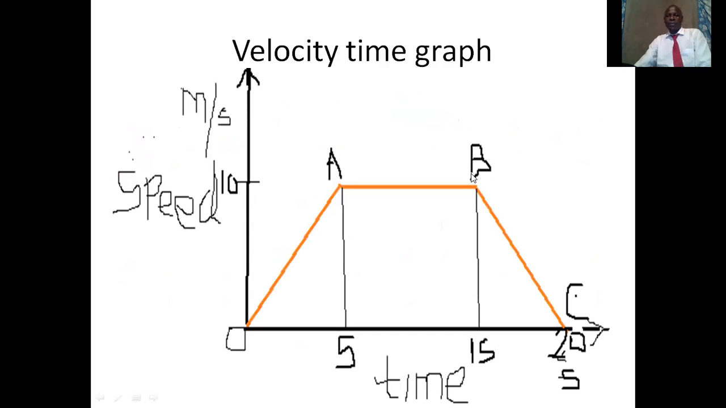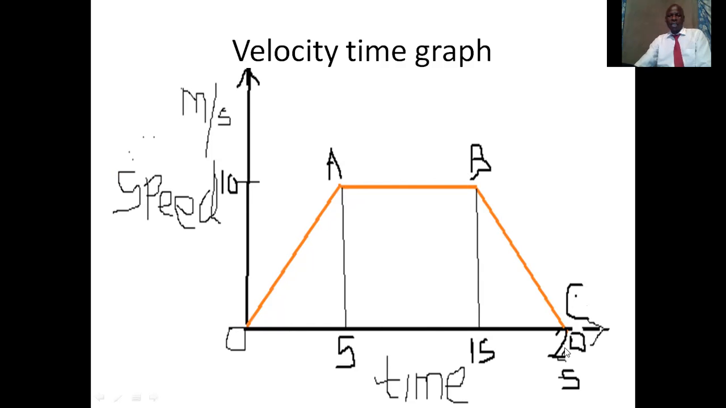This is the point between B and C. In this case, our initial velocity would be at B. Then we go this side, and we find that the initial velocity is 10 meters per second. When you come here, if you go to the y-axis, it is 0. So the final velocity is 0 meters per second.